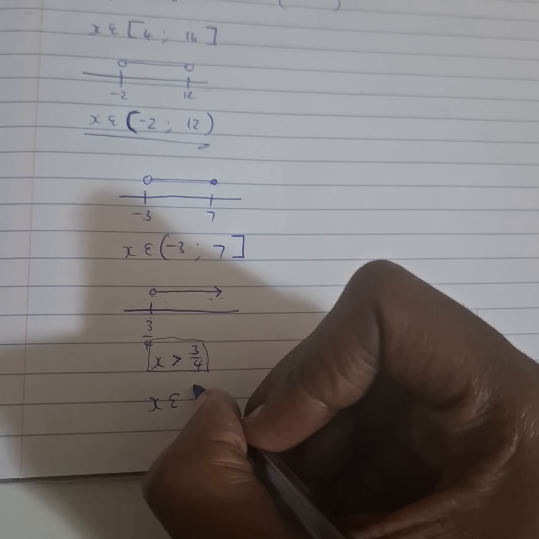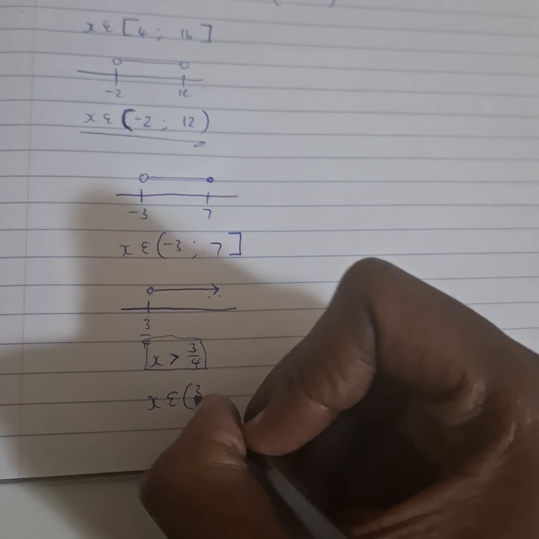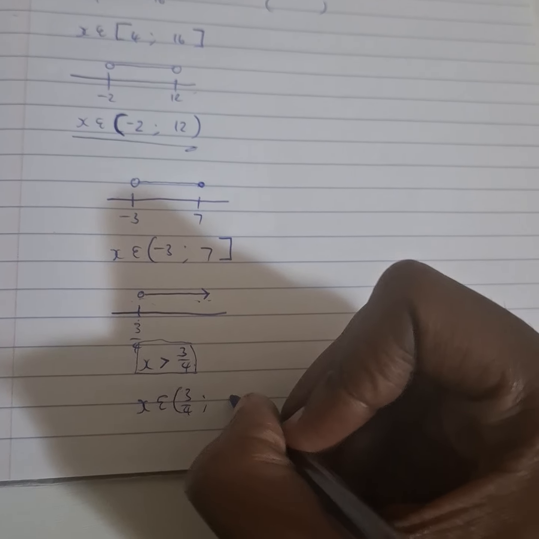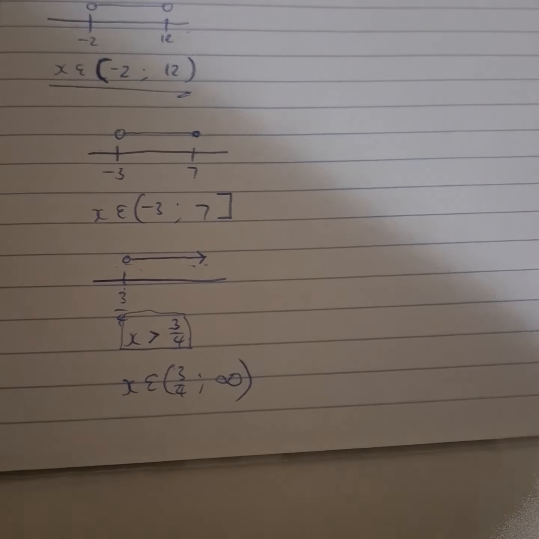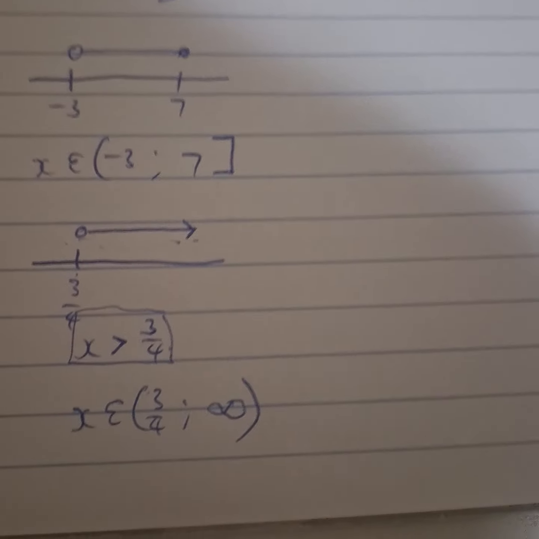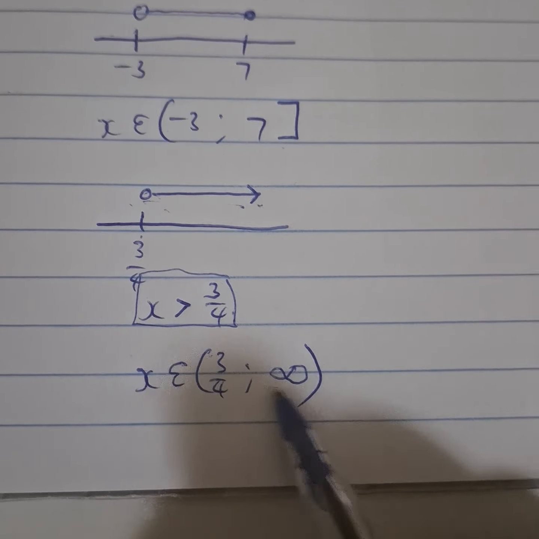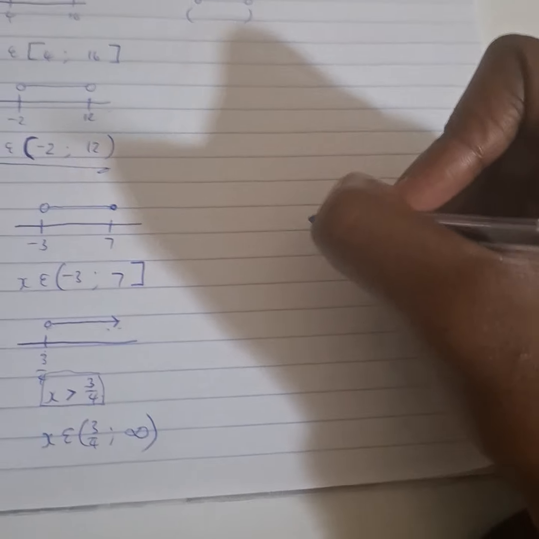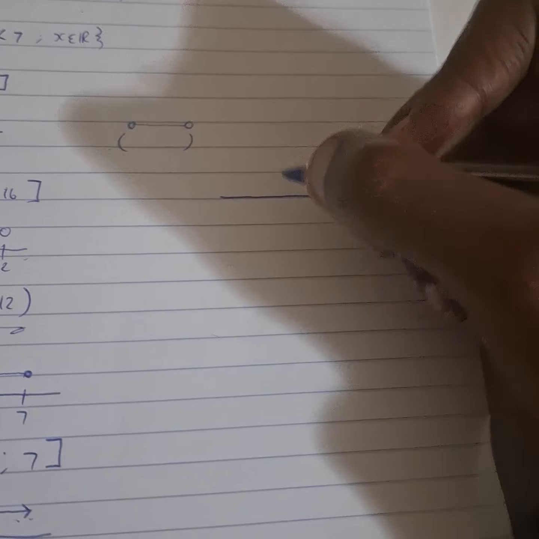x is an element of, so we say what? We say open bracket 3/4 to where? To infinity. And infinity is not an actual number, but it's a concept that indicates that numbers go on forever and ever. So we say 3/4 to infinity. Okay, so let's get another last and final example.